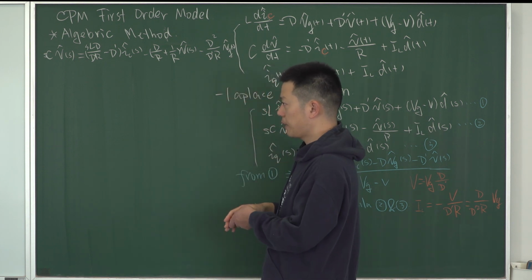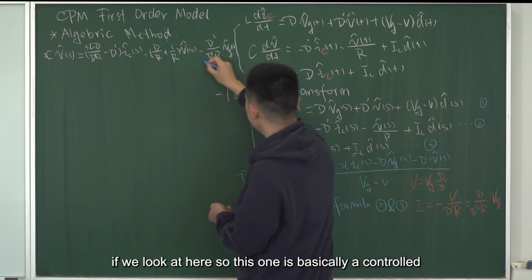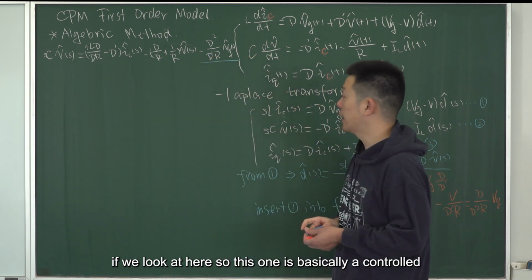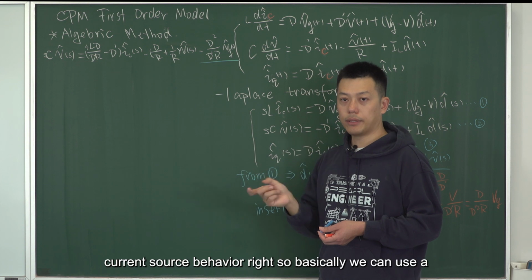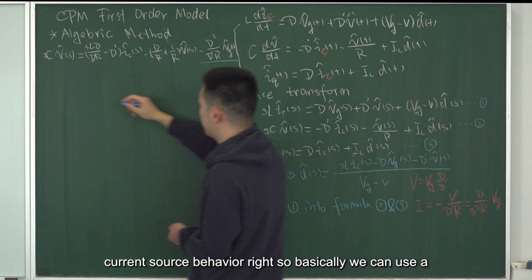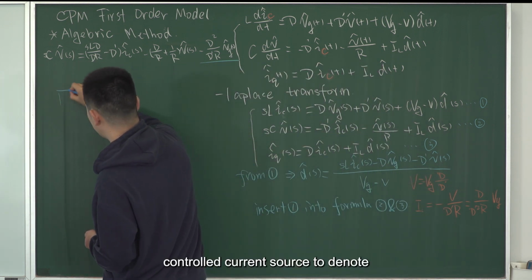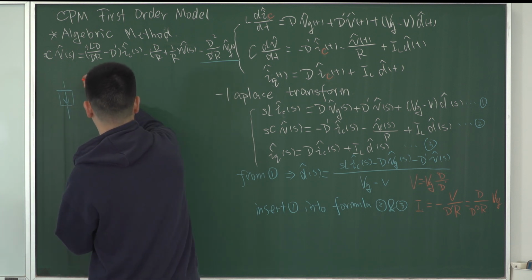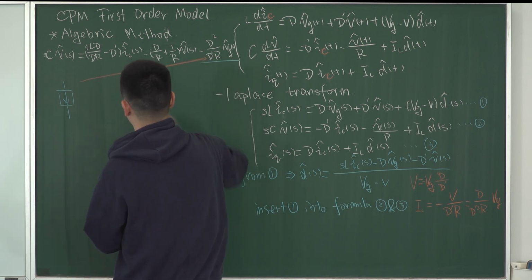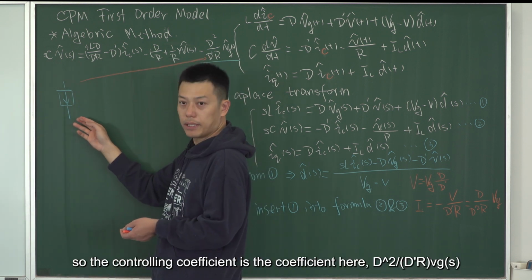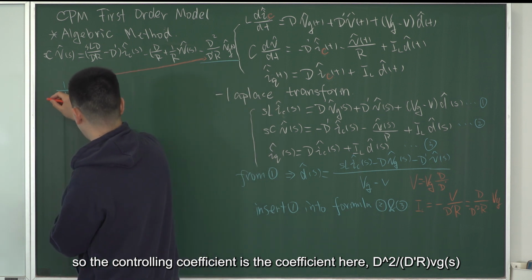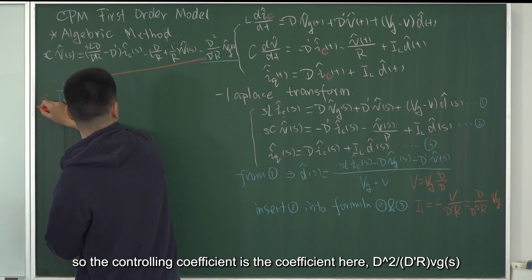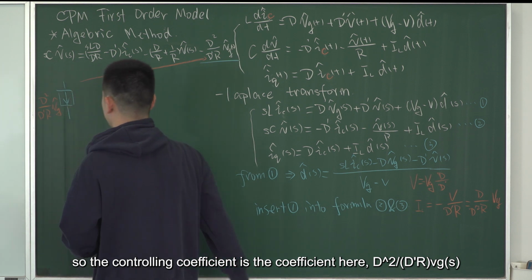For example, if we look at here, this one is basically a controlled current source behavior, right? So basically we can use a controlled current source to denote it. The controlling coefficient is the coefficient here, D square over D prime R, times the VG small signal.